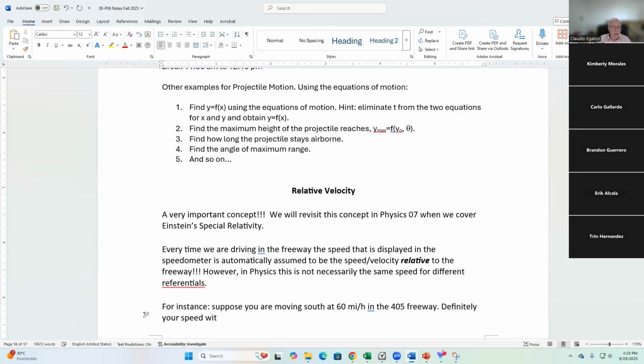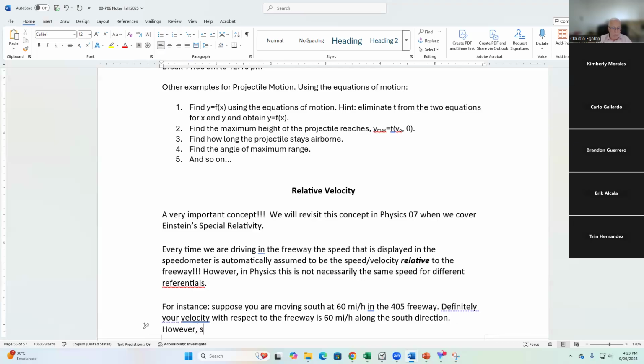Your speed with your velocity, right? Now, your velocity with respect to the freeway is 60 miles per hour along the south direction. But now I'm going to do a slightly different problem.